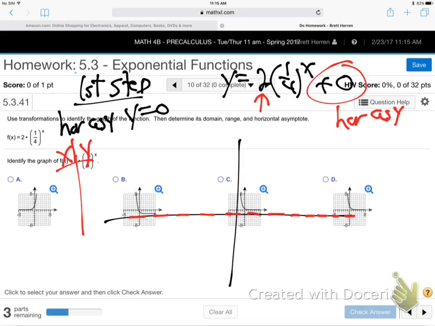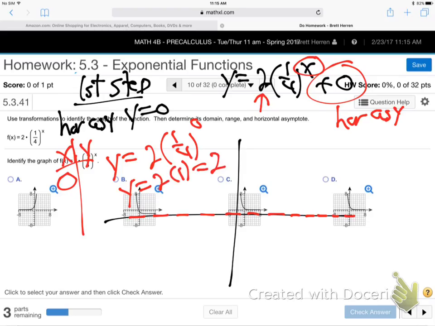So find the center point first off. Plug in whatever x value is needed. So what x value is needed to find the center point? 0, yeah, because x's world is right there. It's just x, so just plug in 0. y equals 2 times 1/4 to the 0. Anything to the 0 power is 1. So 2 times 1 is just 2. So the center point is over 0, up 2.